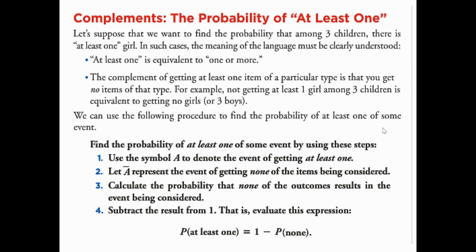The way we set it up is this. We use the symbol A to denote getting at least 1. We let the complement of A, A bar here, represent the event of getting none of the items being considered. We calculate the probability of none of the outcomes resulting in the event being considered, and then we take that and subtract it from 1. We use this complement rule.